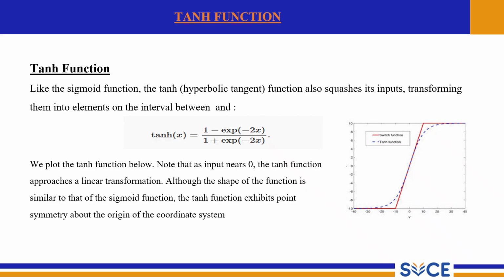Visually, the tanh curve resembles the sigmoid curve, but with a key difference: it exhibits a point symmetry about the origin. This symmetry allows it to better model data that has both positive and negative distributions. So in short, tanh is a powerful activation function that balances smoothness, nonlinearity and symmetry, making it a strong choice in many deep learning architectures.